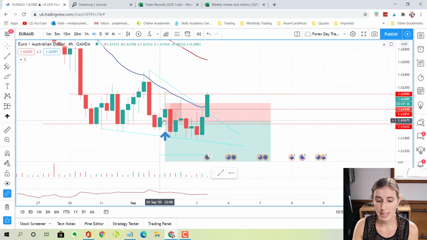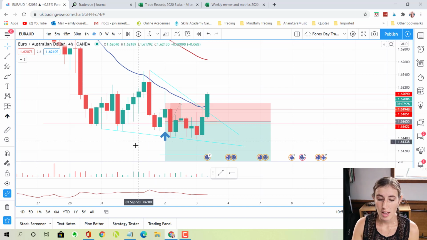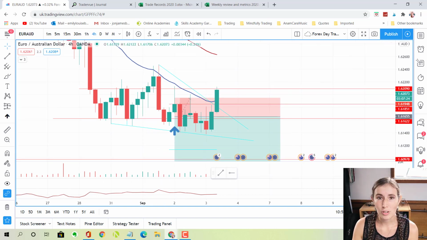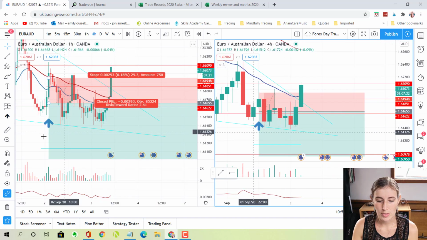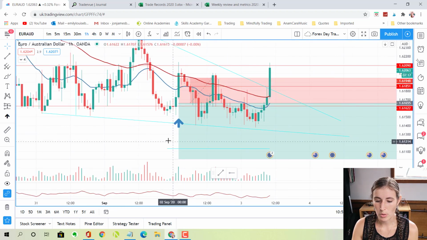And this nice candle here, the pin bar rejecting those 2 points, which works out at 1.61727, would have been the place where I would have liked to have gotten short. But I looked at this on the 4-hourly, and then I went down a time frame onto the hourly chart here just to see a little bit more in depth.